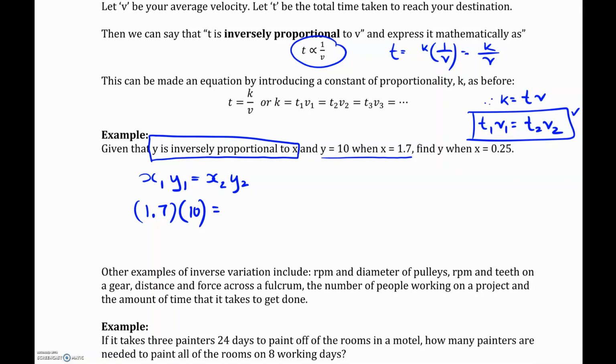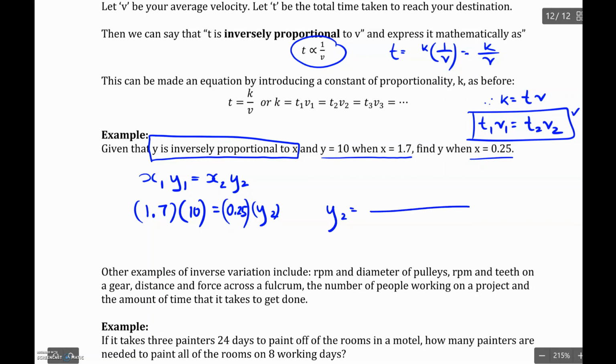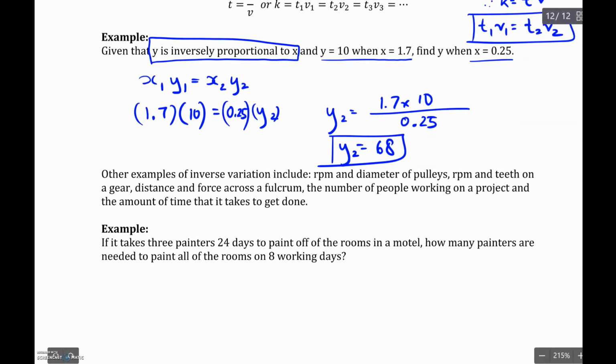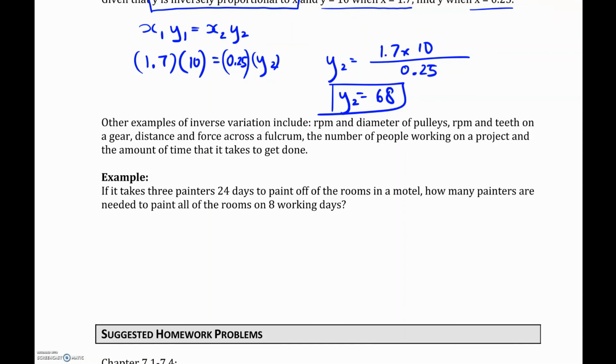And it says find y, so you don't know what your y or y2 is, but you know that your x2 is 0.25. And of course, to solve for y2, we just simply take the left side, which is 1.7 times 10, and divide by 0.25. And of course, you get y2 is 68. And we go to 2 significant digits. Okay, now here is our final example.